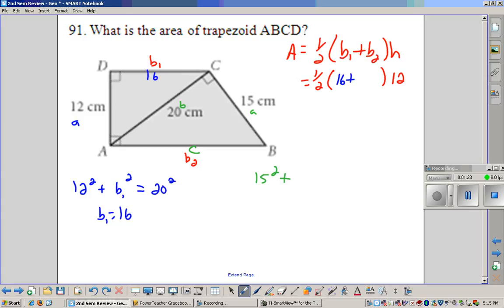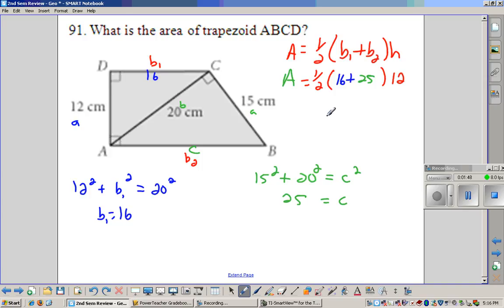So 15 squared plus 20 squared equals C squared. And let's go to our calculator and get the answer. And so C ends up being 25. So that's actually the second base of the trapezoid. So this is 25. So we have everything we need now in the area of a trapezoid formula.